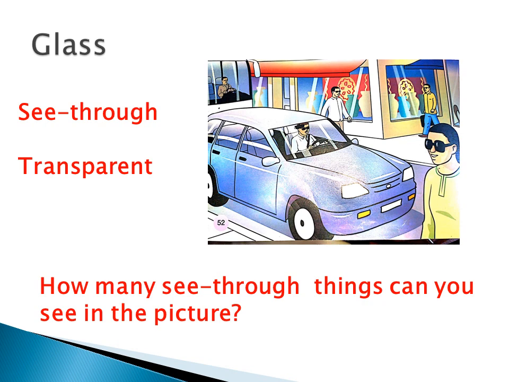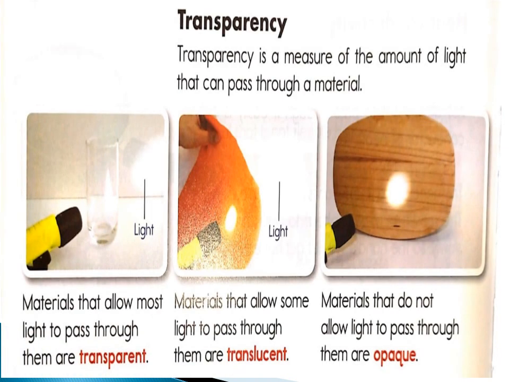So how many see-through things can you see here in the picture? Can you try to answer this? The property here is called transparency. Transparency is a measure of the amount of light that can pass through the material. So if I have a torch and a glass and the wall, I turn the torch on, and the glass allows most of the light to pass through, right? So this is called transparent materials.